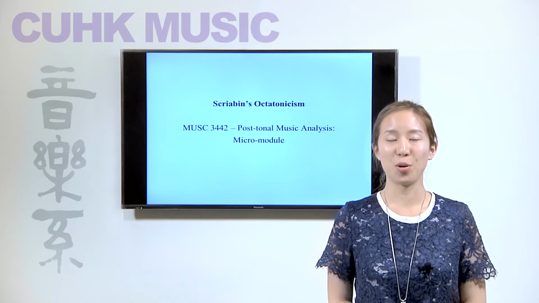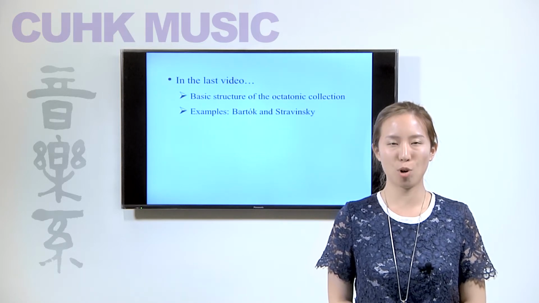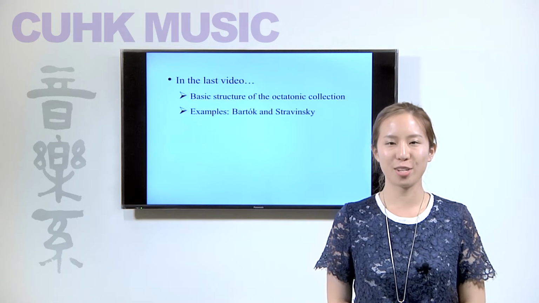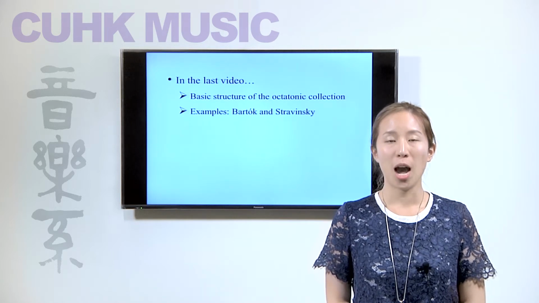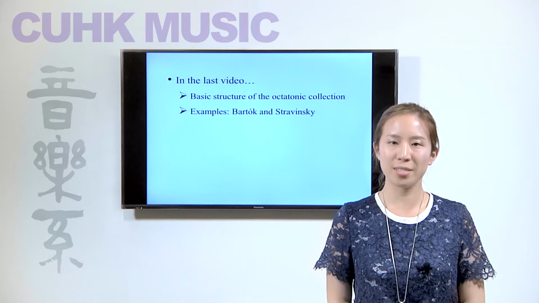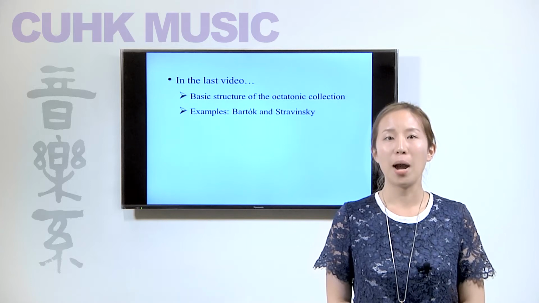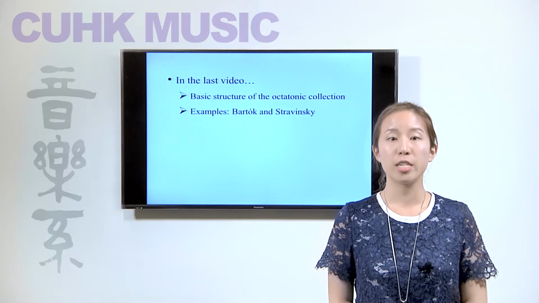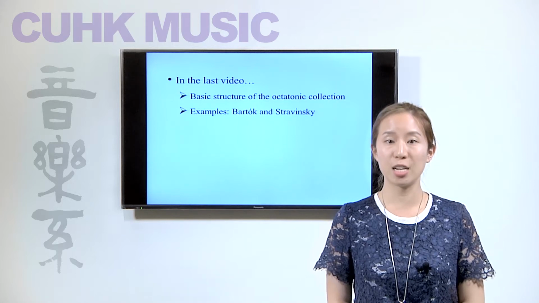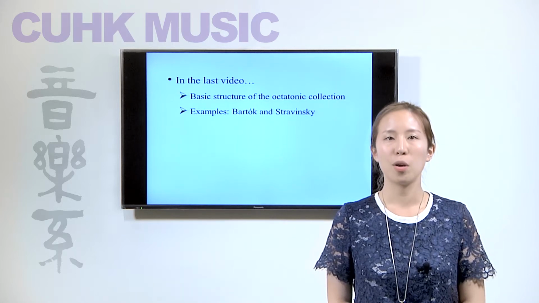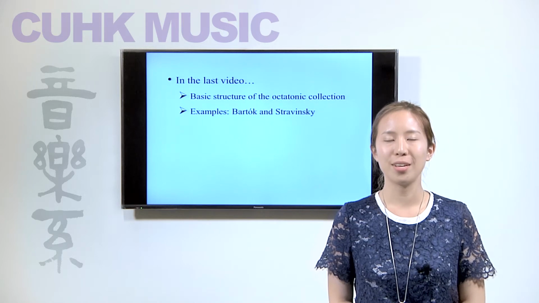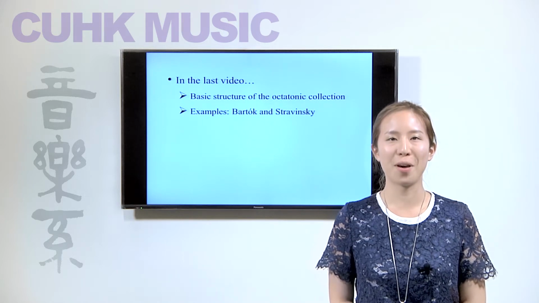In the last video, we have learned some basic properties of the octatonic collection. Also, I've shown how Bartók and Stravinsky composed with it by partitioning the collection into transpositionally related tetrachords, the sets 0167 and 0235.